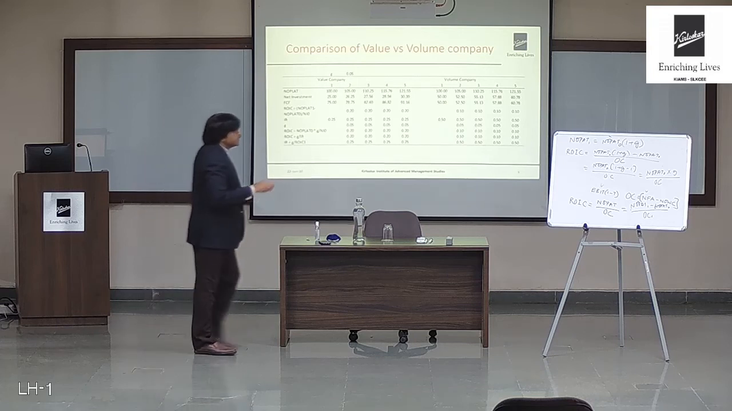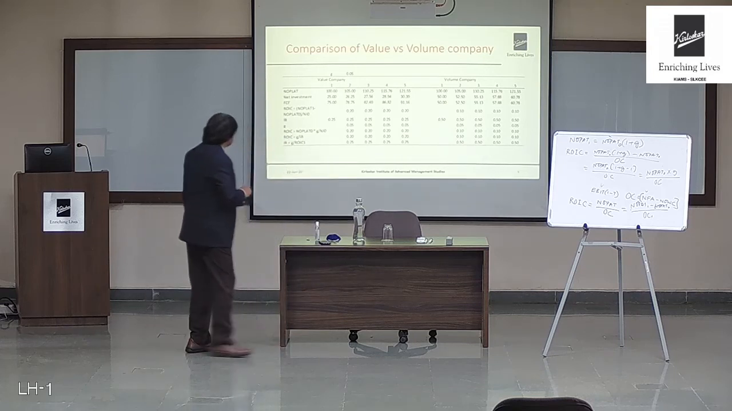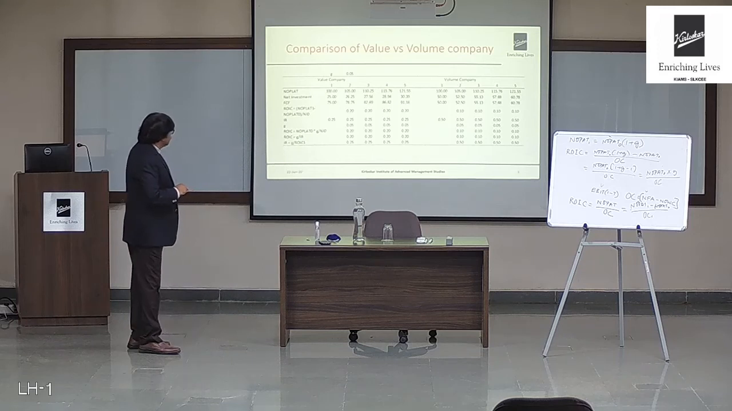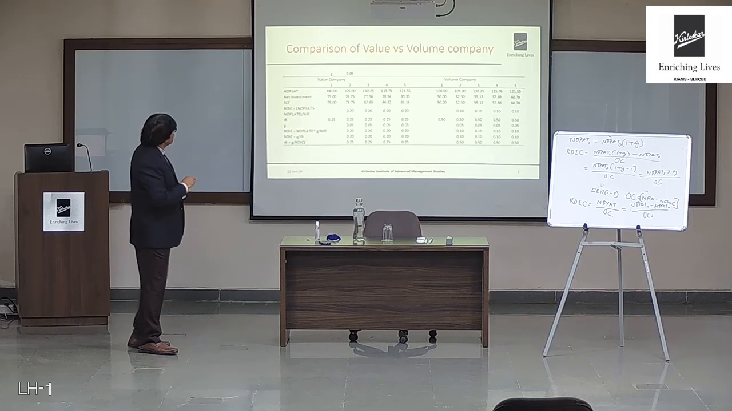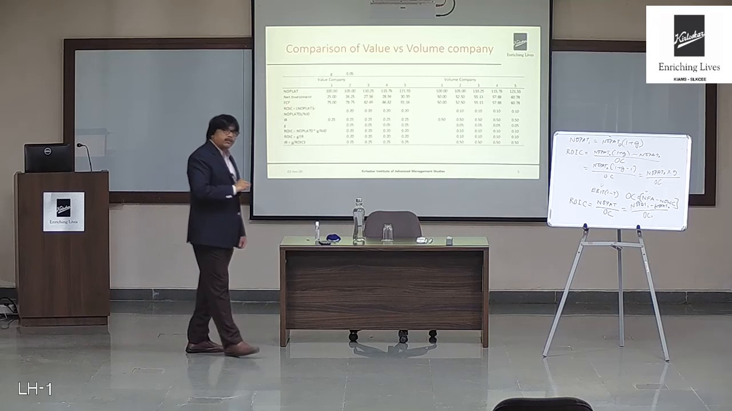Now as we have seen earlier, the other formula which is in terms of investment rate is that investment rate is equal to growth upon ROIC. So you can see that 0.25. So investment rate can be calculated using two formulas. ROIC can be calculated using two formulas. So this is for the value company.